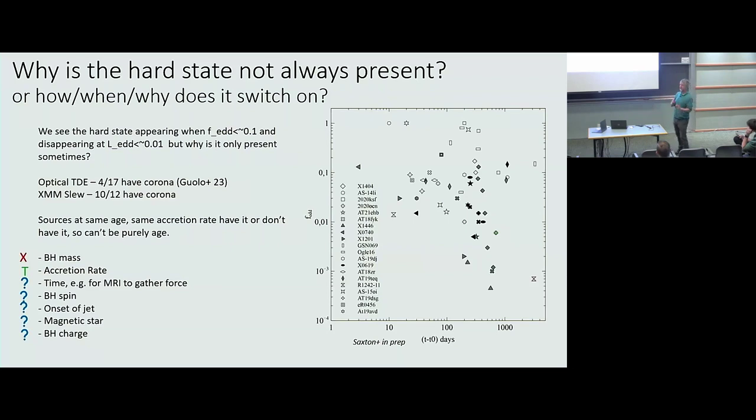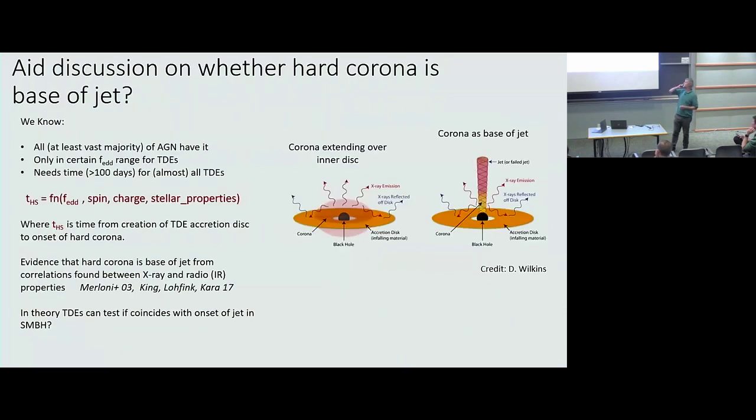Is it the onset of the jet, which we'll come to? And is it, as some people have mentioned, the fact that you have a magnetic star in some cases and a non-magnetic star in other cases? Or could it be that the black hole is initially charged up as well? If we can solve this, it would be really nice, because it can help to decide where the corona comes from.